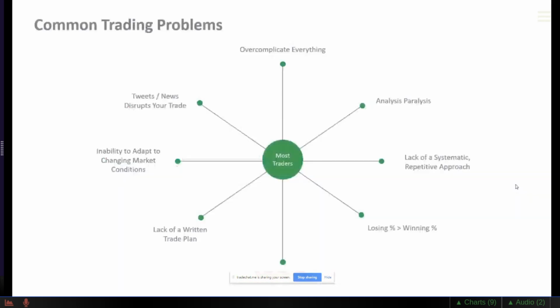And so I've tried to identify some of the common trading problems that I faced myself, not only this year, but also just when I was starting to learn how to trade. And I think this is pretty common for most traders that I've spoken to. And the first one, and this is key, is we overcomplicate everything, right?